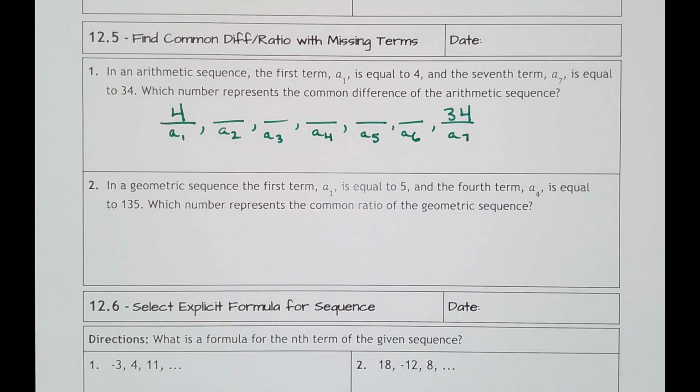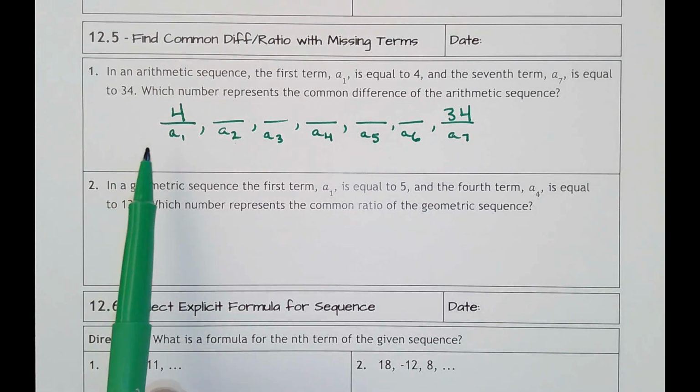Lesson 12.5, find common difference or a ratio with missing terms. Number 1 says, in an arithmetic sequence, so they do tell us it's that, the first term, a sub 1, is equal to 4. The seventh term, a sub 7, is equal to 34. Which number represents the common difference of the arithmetic sequence?